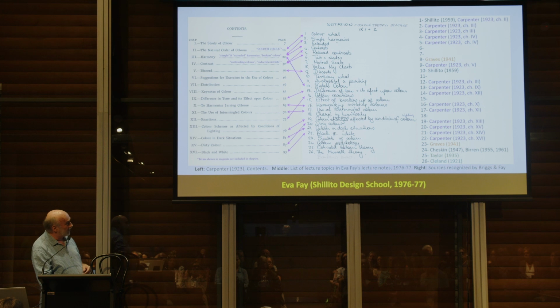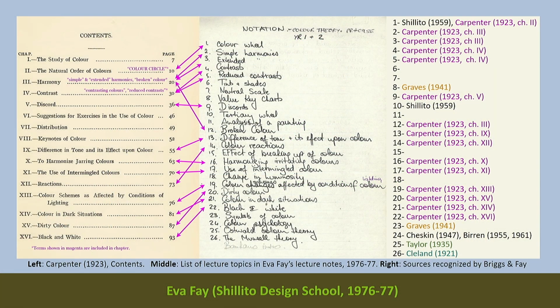So you can see just some of these sort of things like dirty colour schemes, all these use of intermingled colours, harmonising, jarring colours, and so forth. They're still there in the 1970s in the notes given out, or the lecture notes being taken, with a few additions.